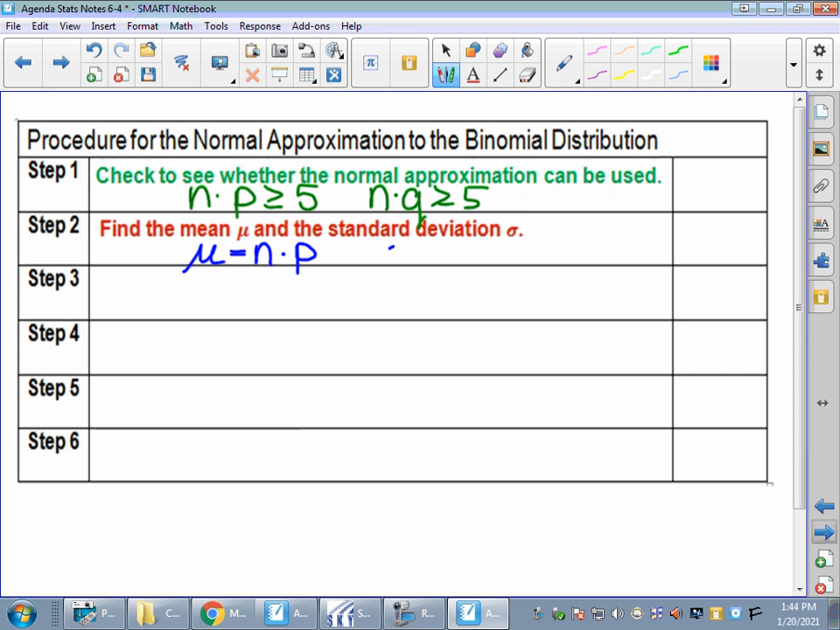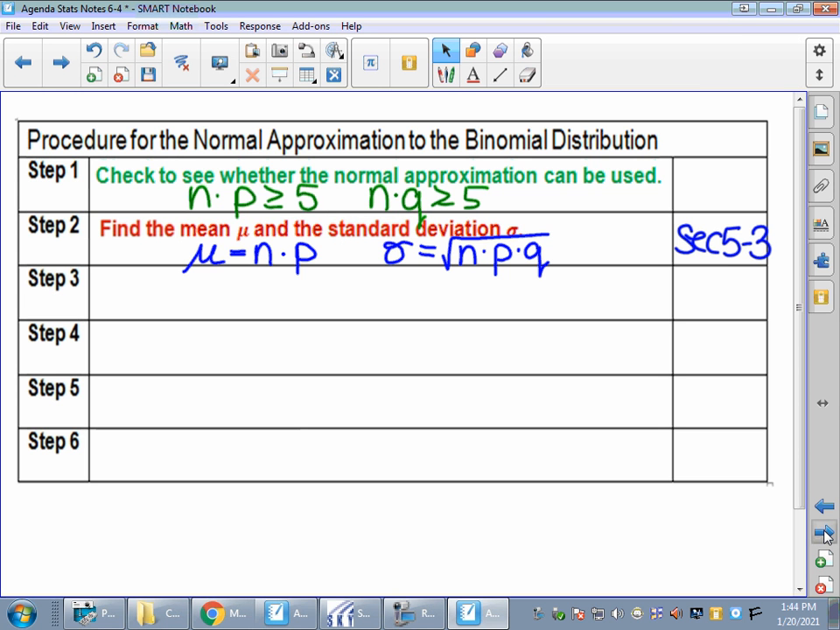We know that standard deviation, sigma, is the square root of n times p times q. Again, we did that back in section 5.3, so if you can't remember doing those, feel free to check back. Once you've gotten your mu and your sigma, you need those in your calculations.